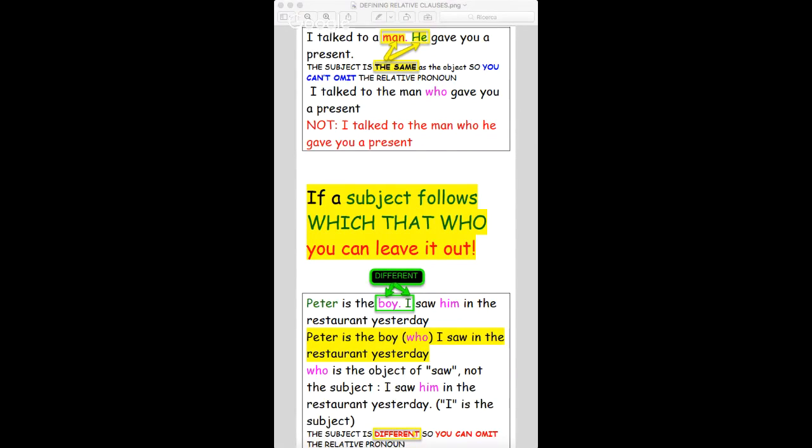Defining relative clauses is when you say a sentence with a clause which you can't change. I mean, you absolutely must put all the information in. For example, here it says, I talked to the man who gave you the present. Now, that means, what kind of man was it? It was the man who gave me a present. And I can't just say I talked to the man and not say who gave me the present. Otherwise, I don't know which man I'm referring to.